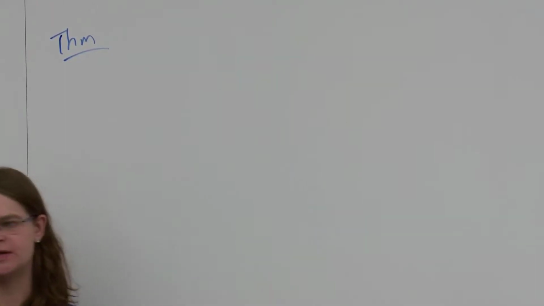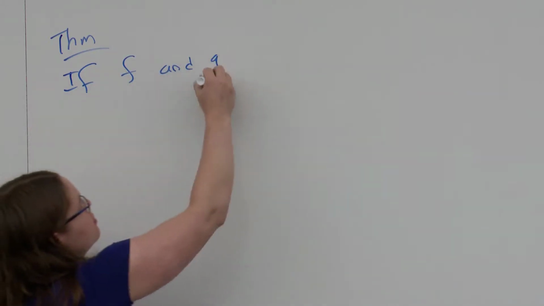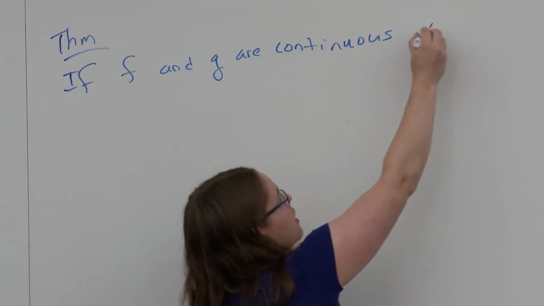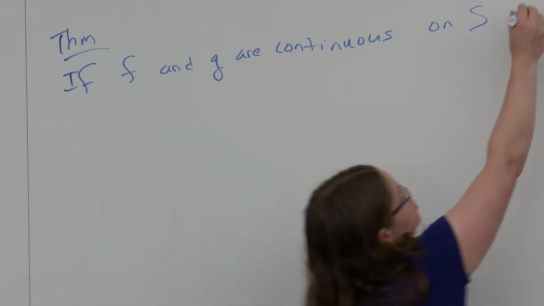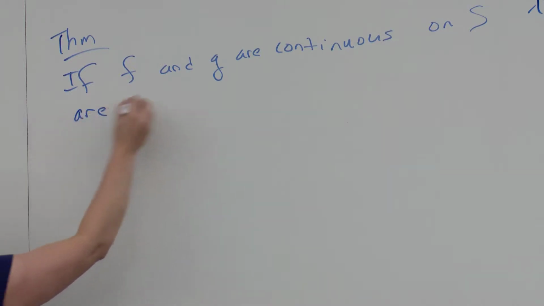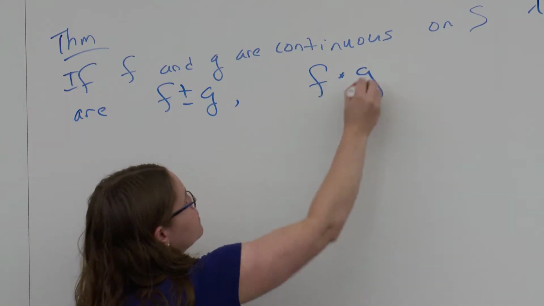So one is that once we have continuous functions, we can start combining them in different ways to create new continuous functions. The first result is that if f and g are continuous on a set S, then we can add them, subtract them, and multiply them, and get new continuous functions. So f plus or minus g and f times g are continuous.